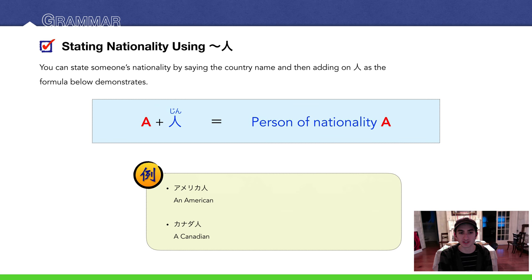I have examples. An American is Amerikajin. Canadian, Kanadajin. Japanese person, Nihonjin. Taiwanese, Taiwanjin. Russian, Russiajin. And then an Indian person would be Indojin.